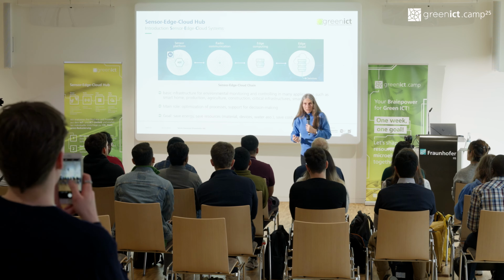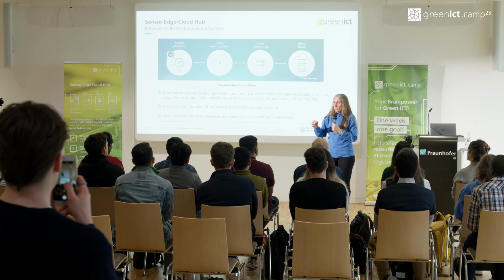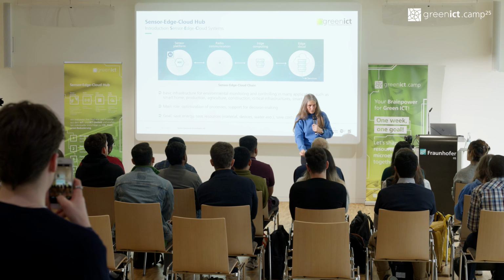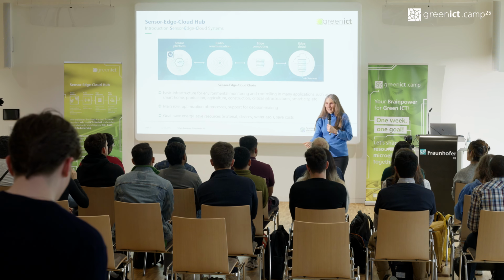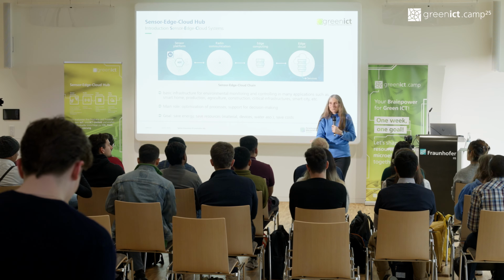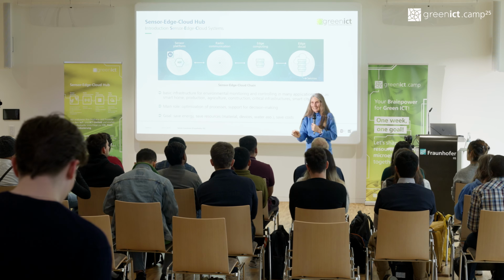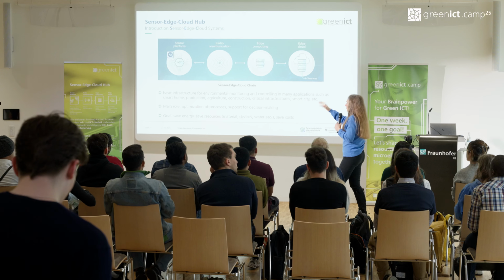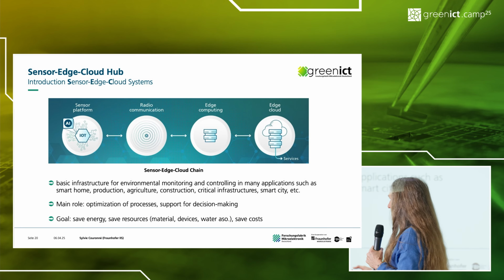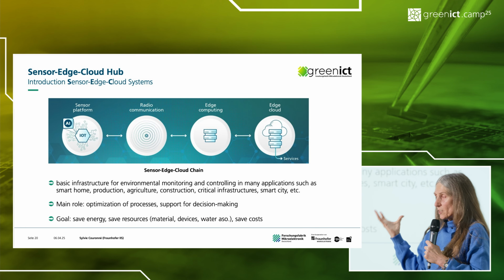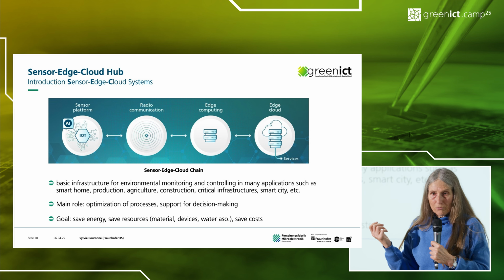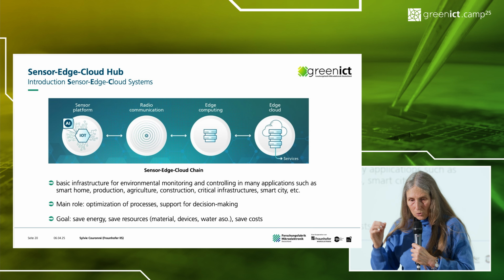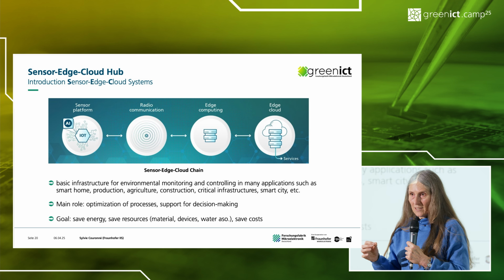Also in agriculture, to keep the plants wet but not too wet, exactly the water they need. Construction, production, and so on. The main role of this kind of system is the optimization of processes and helping with very quick decision making where it is needed.